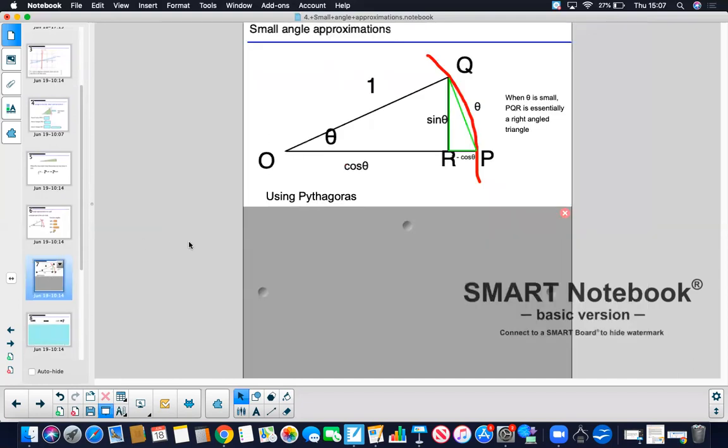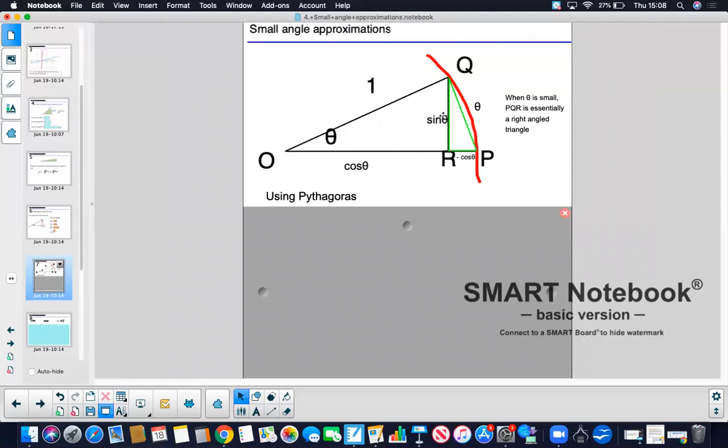Okay, so we can now think about using Pythagoras when we've got a small angle. When theta is small, PQR is essentially a right angle triangle. So as the angle gets smaller, this green line and this red line will get closer and closer together. And we know that the arc length is theta.